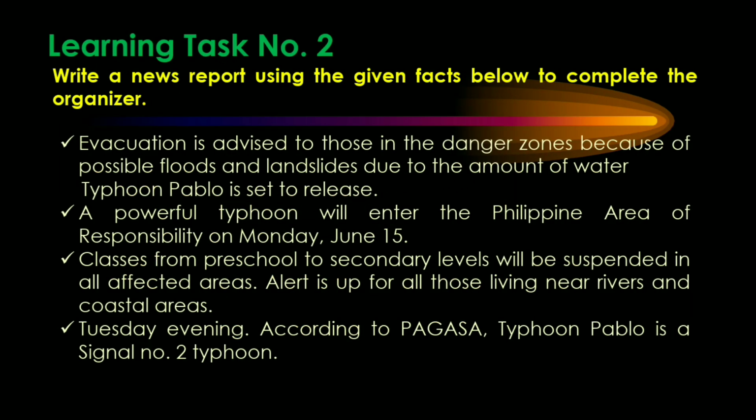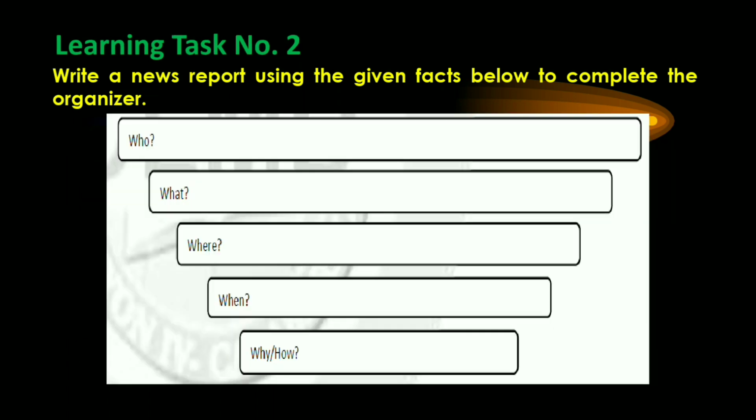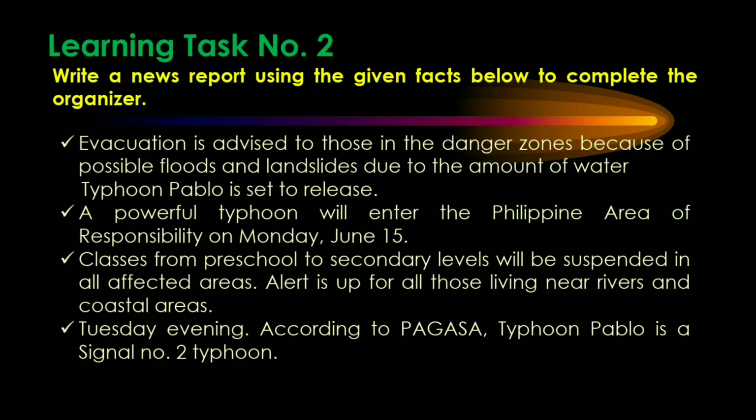So let's move on to learning task number 2. So in this task, you're going to write a news report using the given facts also. Okay, so to complete our organizer here. So let's look first at the given facts. Okay, let's read it. Evacuation is advised to those in the danger zones because of possible floods and landslides due to the amount of water Typhoon Pablo is set to release.